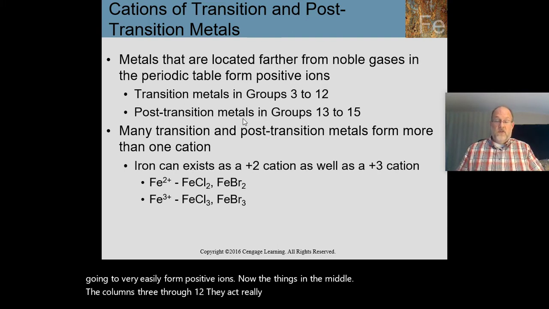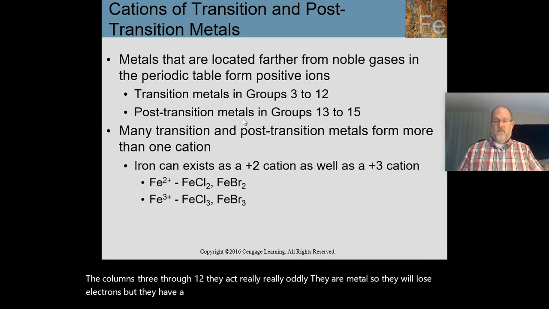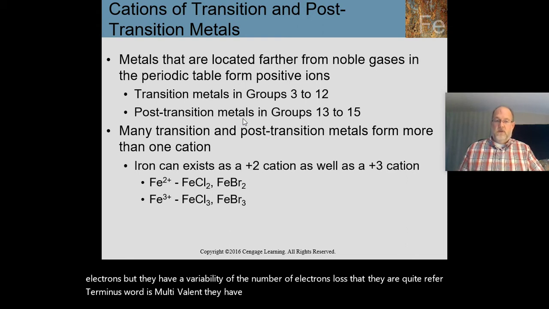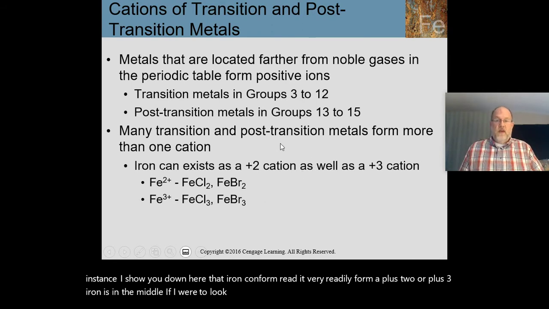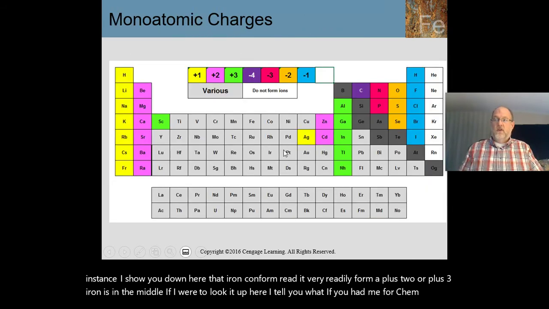They are metals, so they will lose electrons, but they have a variability in the number of electrons lost. They are referred to as multivalent. They have multiple charges they could possibly form. So, for instance, I show you down here that iron can very readily form a +2 or a +3. Iron is in the middle. If you had me for Chem 1, you would have colored a periodic table that looked a lot like this.